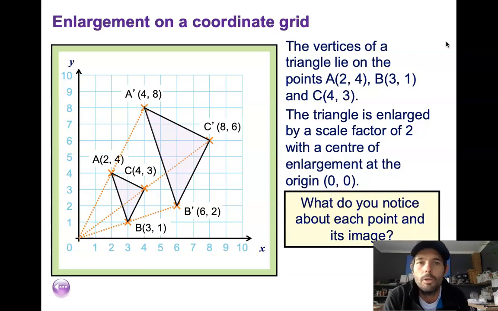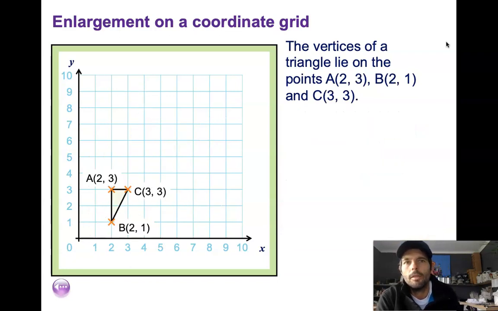Okay, and that brings me to what do you notice about each point in its image? The image is the enlarged figure, and that's just what we've discussed, that each coordinate point is simply doubled. Okay, good. And then there's just a second one that I thought would be worth going through.